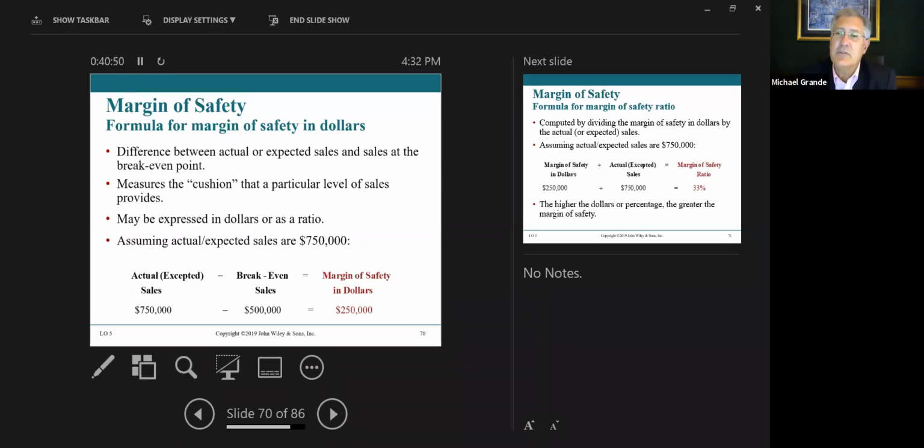Assuming actual sales are $750,000 and the break-even sales were $500,000 that we calculated, right? The margin of safety is $250,000. It's the actual sales minus the break-even sales that gives you the margin of safety in dollars.